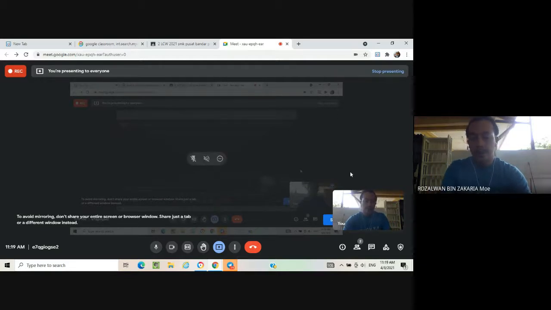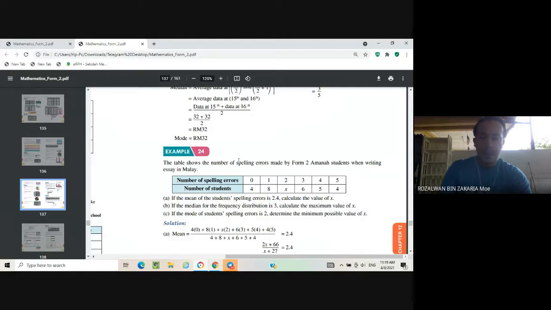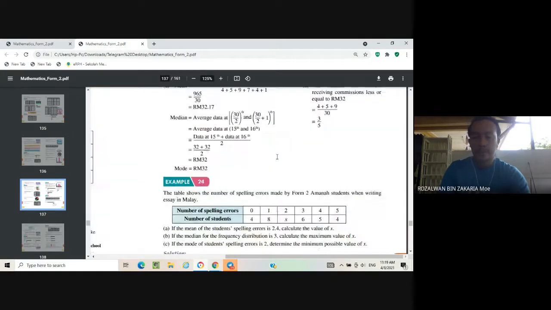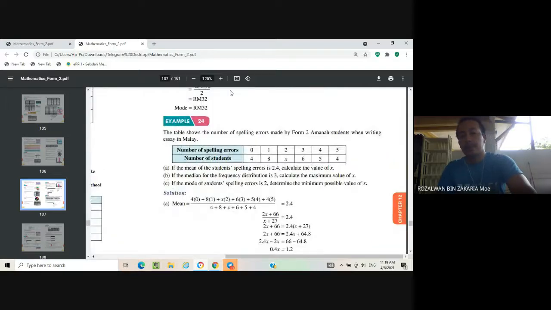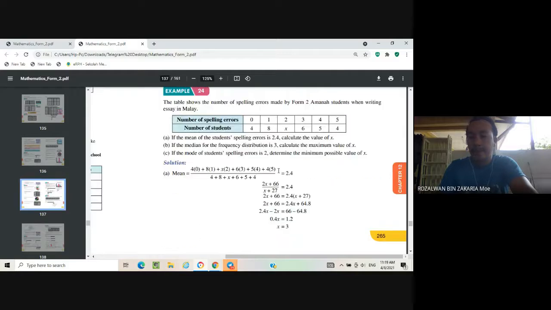Okay, for our lesson today, we are going to continue with example 24. This one is still Chapter 12, measures of central tendencies. Now look at this one, example 24. You can refer to your maths textbook, page 265.